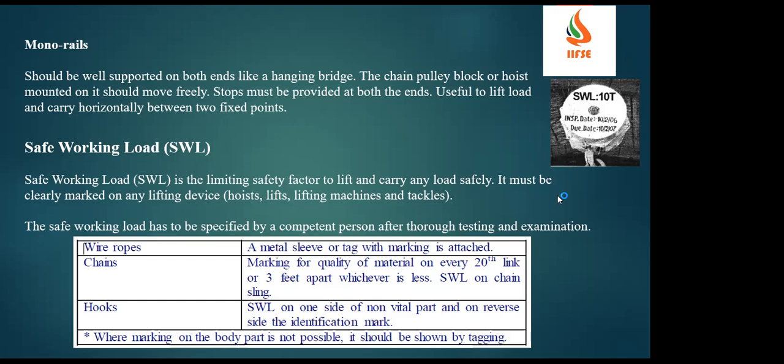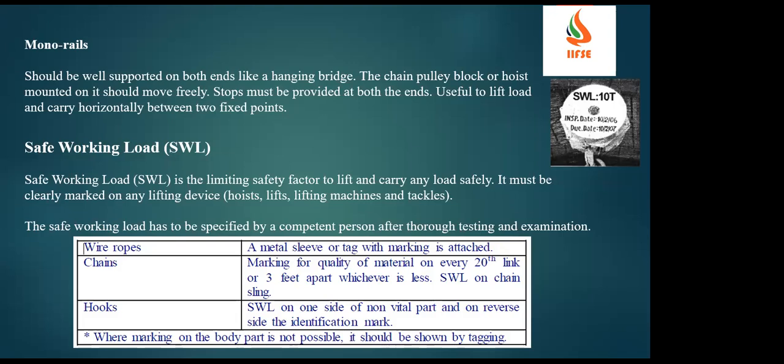2000 SWL. SWL is the safe working load of any equipment used for lifting. Whatever you are going to lift, it must be marked on the equipment. The safe working load has been specified by the competent person after thorough testing and examination. If you see in the Factories Act, there is a legal requirement for all the lifting tools and tackles to be certified by competent persons.